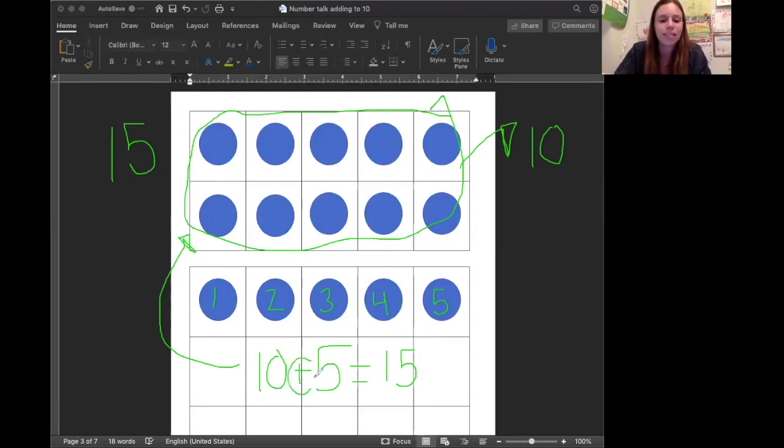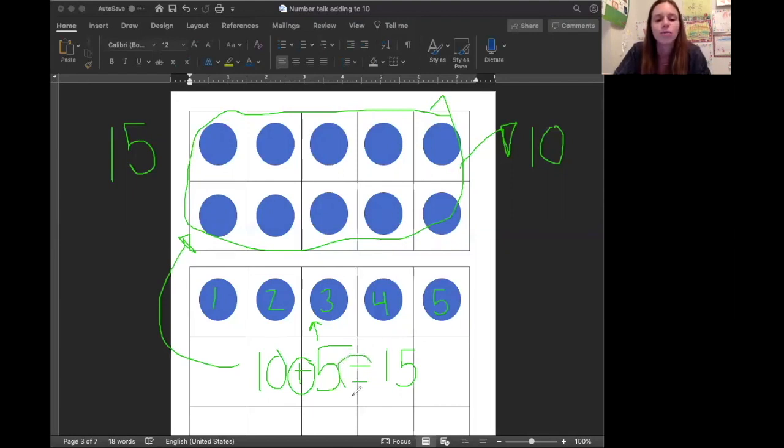What does the plus sign mean? Yes, that means we're putting together, adding. What is this 5 for? What does the 5 represent? You can say the 5 represents... yes, the 5 represents these 5 dots. The 5 more we have after the full tens frame.